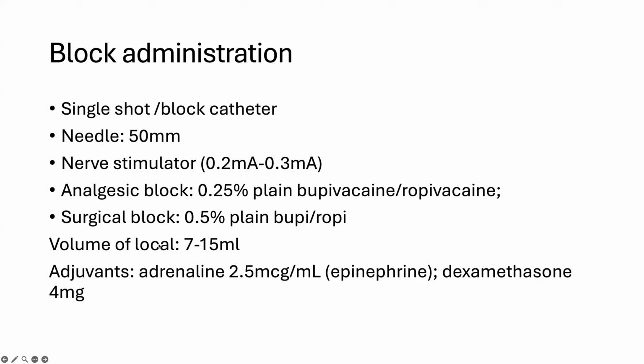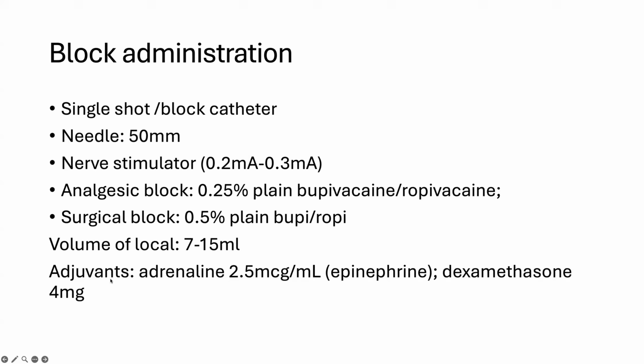From my experience, I found that if you use large volumes of local for the interscalene block, you increase the chances of causing phrenic nerve palsy, Horner syndrome, and hoarseness of the voice due to involvement of the recurrent laryngeal nerve.